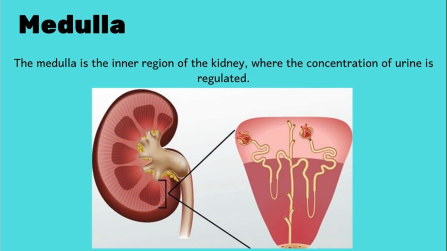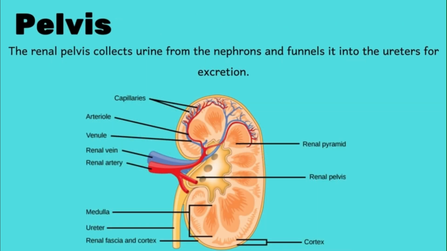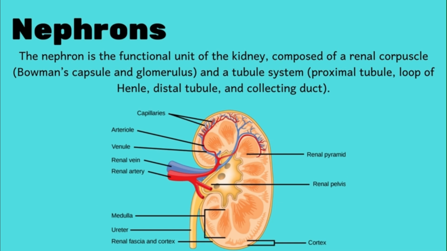The medulla is the inner region of the kidney, where the concentration of urine is regulated. Pelvis. The renal pelvis collects urine from the nephrons and funnels it into the ureters for excretion. Nephrons. The nephron is the functional unit of the kidney, composed of a renal corpuscle, Bowman's capsule and glomerulus, and a tubule system: proximal tubule, loop of Henle, distal tubule, and collecting duct.